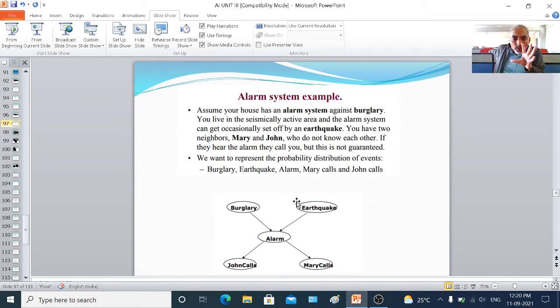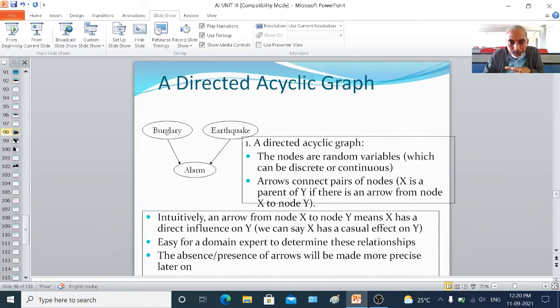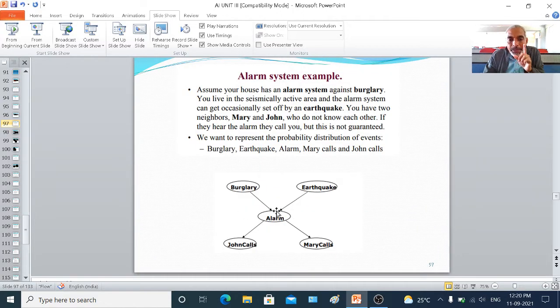Now we want to draw all these things in a network, which is called a semantic network. If you look at this diagram, we have got an alarm ringing. This alarm will ring whenever there is a burglary or a robbery, or there is an earthquake. That means this event, the alarm, depends on these two factors. So when there is an earthquake, the alarm will happen, or when there is a robbery, the alarm will happen.